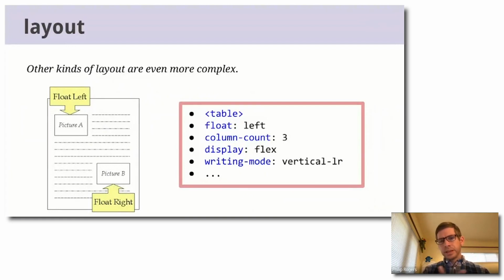There are more complicated kinds of layout. The previous inline flow and block flow are pretty simple because they're kind of top-down in a way. Other kinds of layout use more global state. For example, in the table layout, you might need to balance the width of two different cells in the table.